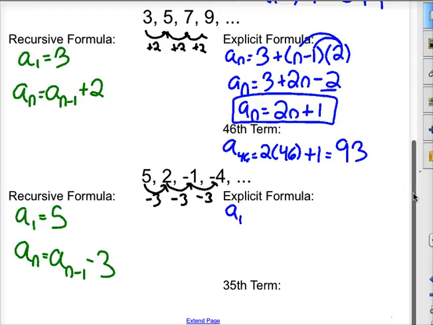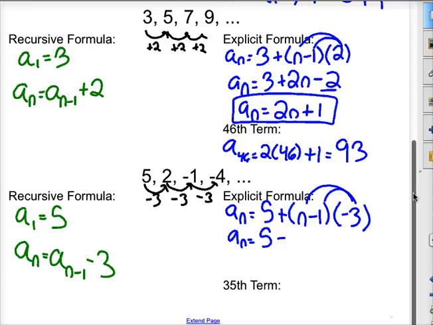Explicitly, I just have to plug everything in. So my first term plus n minus 1, because n is like my variable, and my d is negative 3. So to clean this up, I'm going to distribute the negative 3. Now be careful here, negative 3 times negative 1 is a positive 3. So I go to combine my like terms, 5 plus 3 gives me 8.